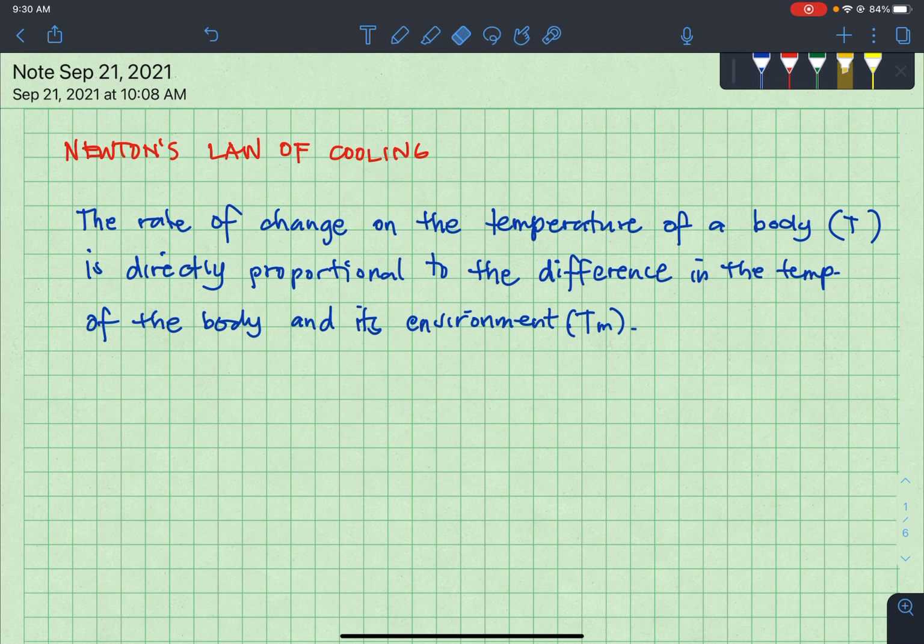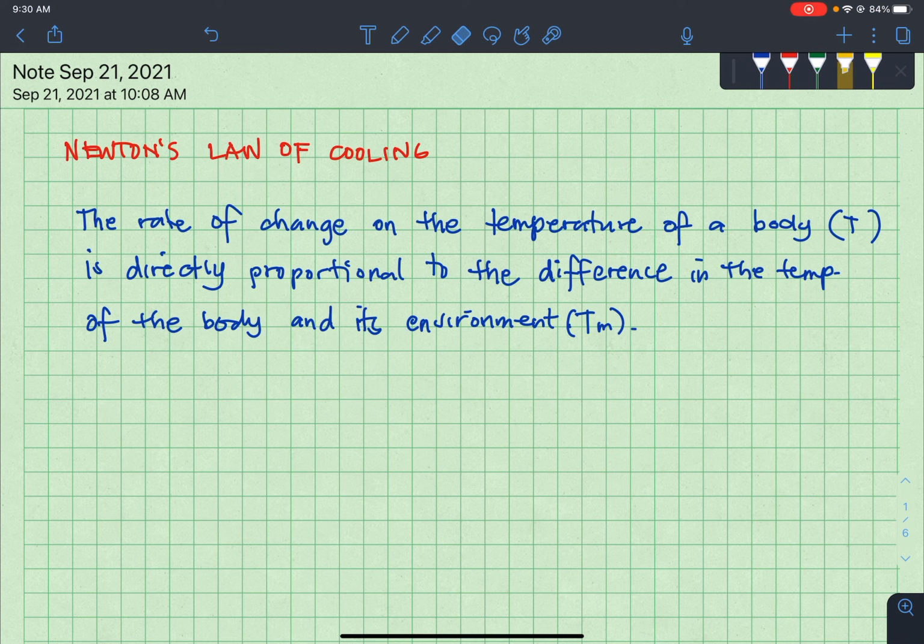So Newton's law of cooling follows the law of conservation of energy. Energy is neither created nor destroyed. It's just transformed from one form into another. Similarly, in Newton's law of cooling, the temperature increases or decreases. It increases because it gains heat, and it decreases because it dissipates heat.